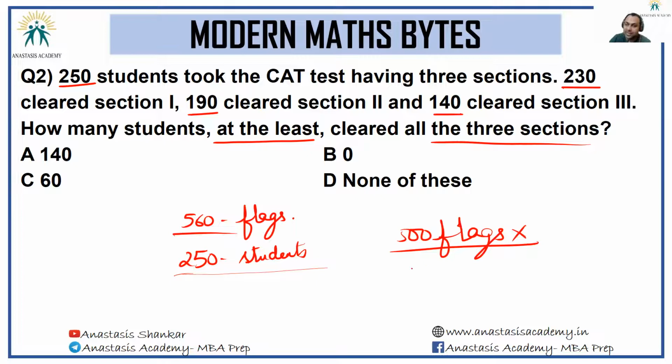500 flags are exhausted, yet we are left with 60 flags, and these flags also have to be given out. And to whichever person these 60 flags are given, that person will now have 3 flags. And therefore, answer to this question is C.